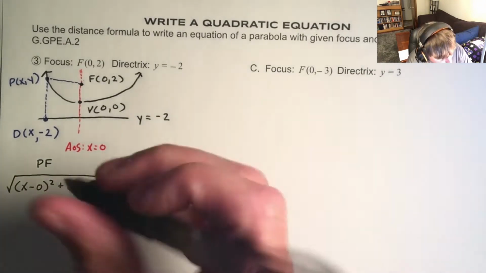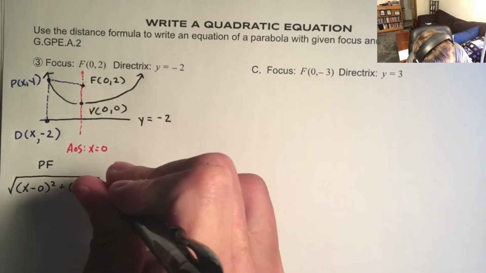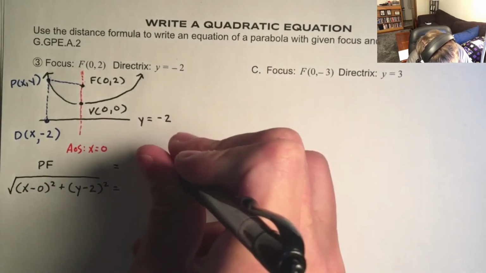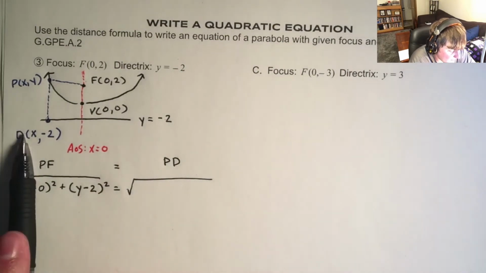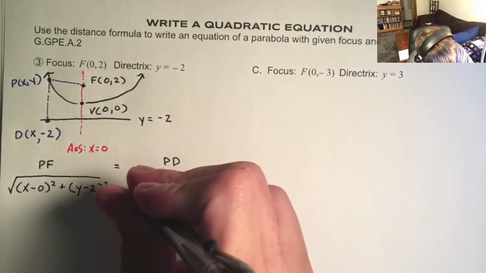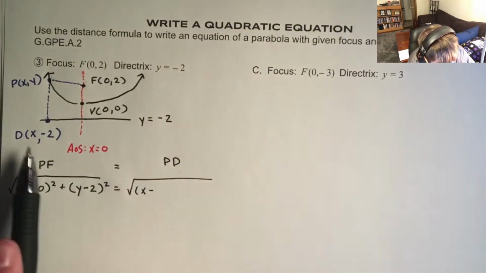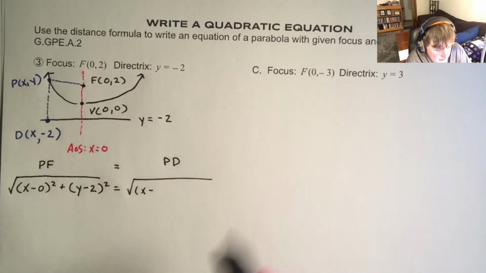And I know that P to F is going to be the same as my distance from P to D. So we can do the same thing with P and D. x2, x minus x1, which also happens to be x.